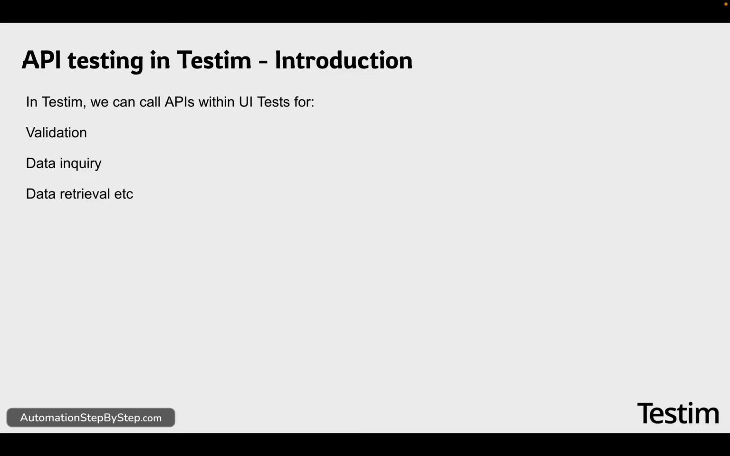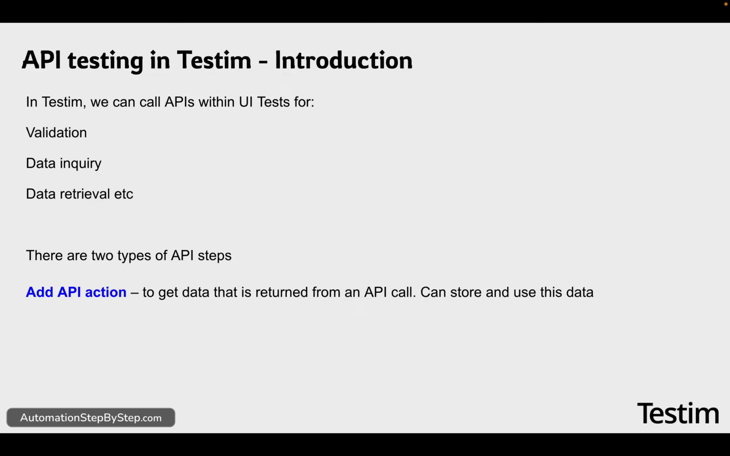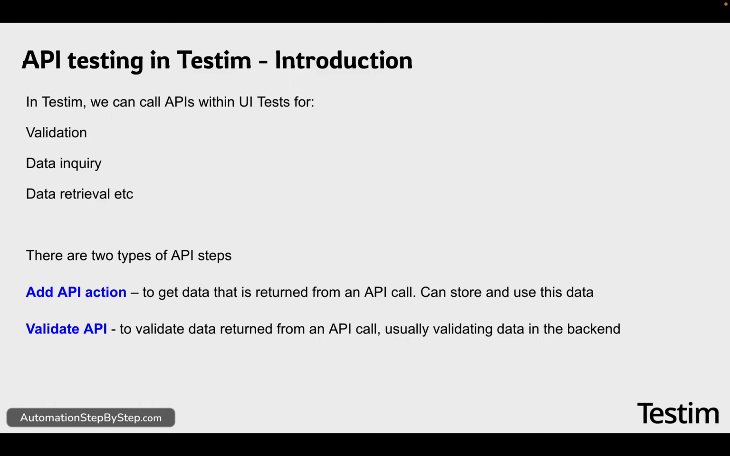So this will make our tests very efficient, and this is why we use API steps within our UI steps. Now as we have seen in Testim, we have two types of API steps: the add API action, and this we generally use to get the data from an API call, and then we can store the data or maybe values from the response of the data, and then we can use it in any other next steps or any subsequent steps. And we have the validate API, and this we can use for data validation from the backend, from the server, or from the database.